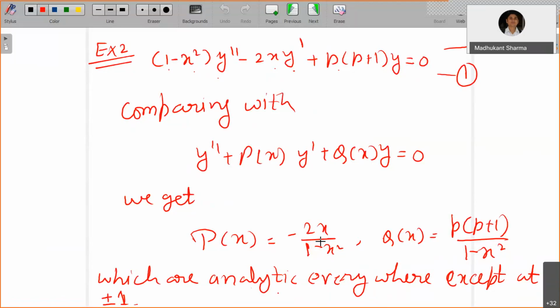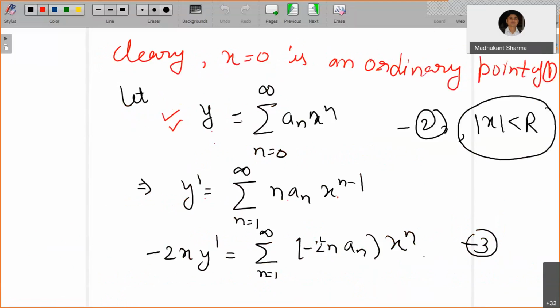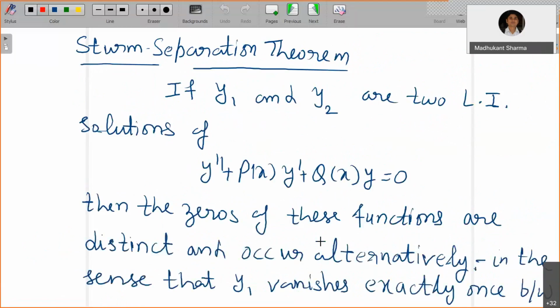Right. So this actually ends the power series solution to the second order differential equation.